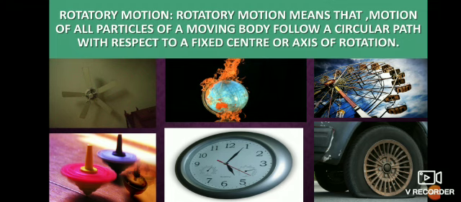If you see, children, examples like motion of a top, motion of blades of a fan, wheels of a car while the car is moving, movement of hands in a clock, movement of a globe, and a moving giant wheel. These are the examples of rotatory motion. Let us understand with a simple example what is a rotatory motion.